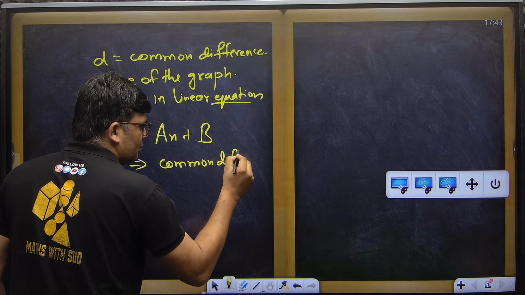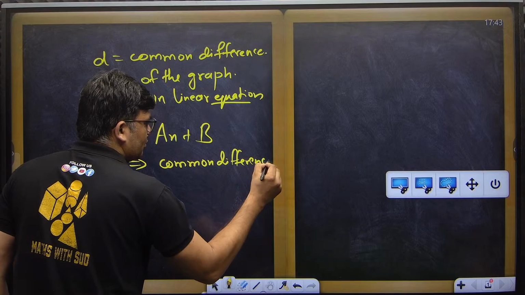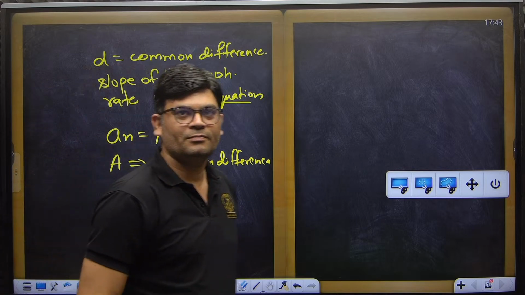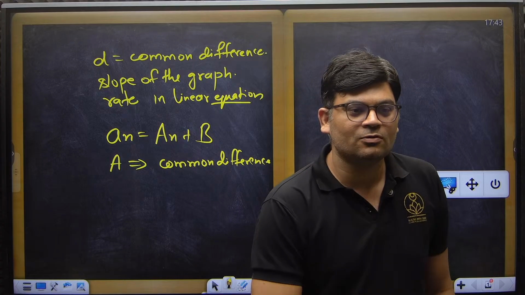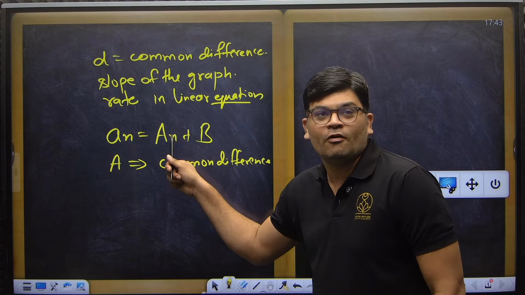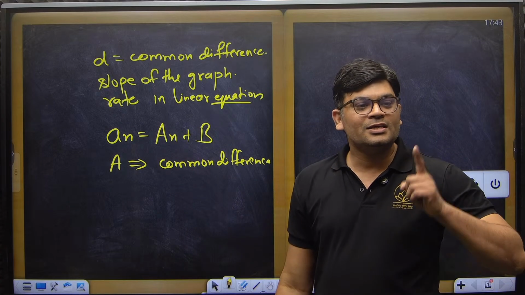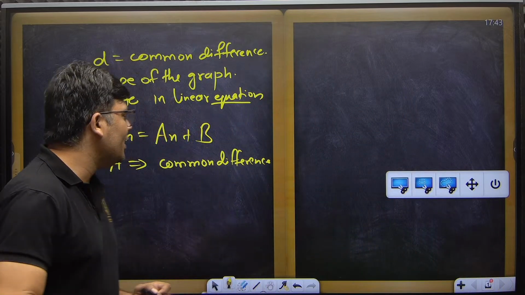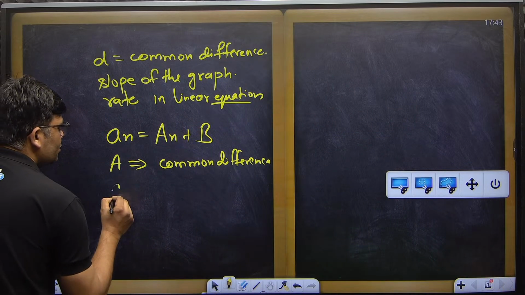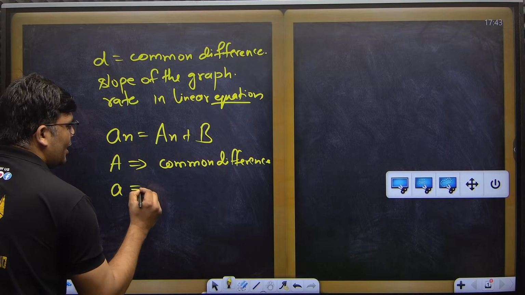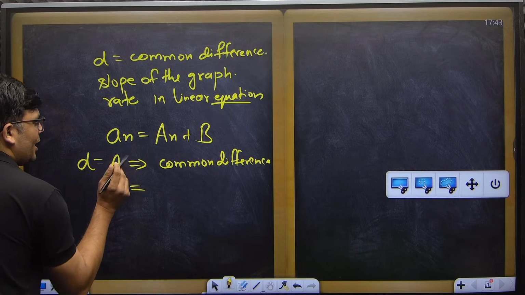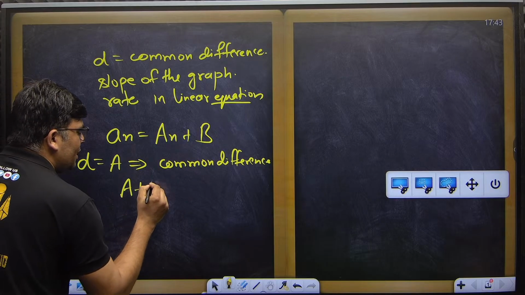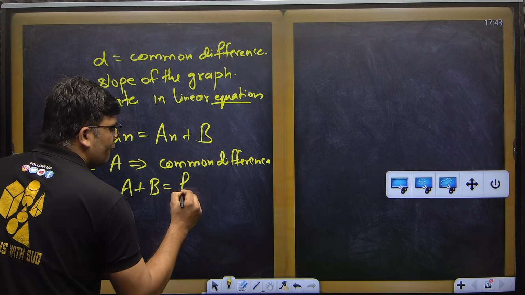सर इसमें D लिखते हैं ना, D इक्वल्स कॉमन डिफरेंस होता है ना। सो बेटा इसमें जो a है ना वही कॉमन डिफरेंस है। मैं आपको यही बताना चाहता हूं। The coefficient of this n is the common difference. And what is the first term? So a is common difference, and if I ask you what is a plus b, so a plus b is the first term.